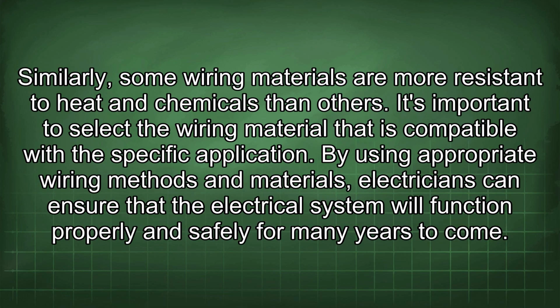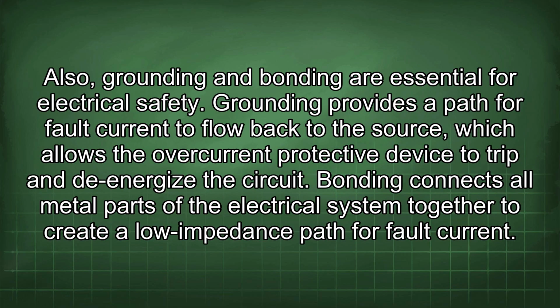Similarly, some wiring materials are more resistant to heat and chemicals than others. It's important to select the wiring material that is compatible with the specific application. By using appropriate wiring methods and materials, electricians can ensure that the electrical system will function properly and safely for many years to come. Also, grounding and bonding are essential for electrical safety.